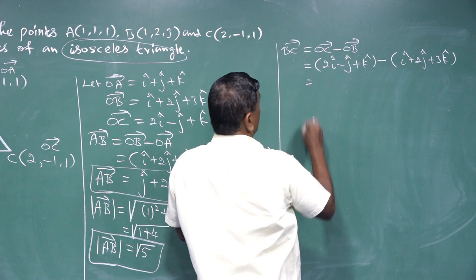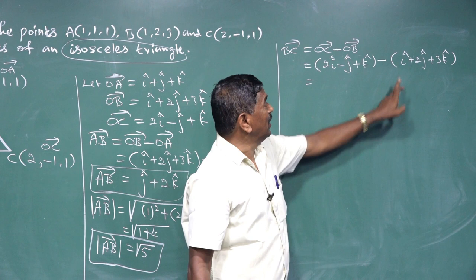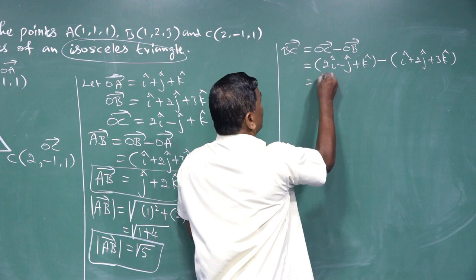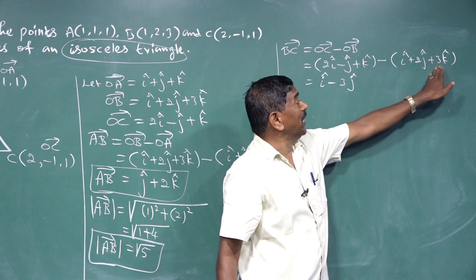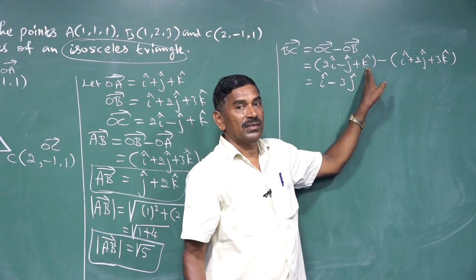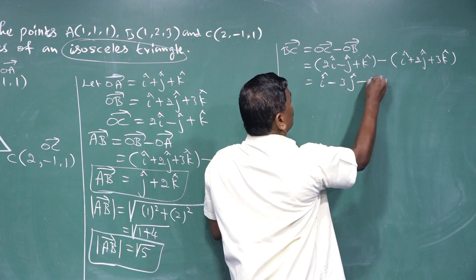Okay, which is equal to, minus is going to multiply all the elements in the second bracket. Start your answer. Yes, minus 1 plus 2, so 2 minus 1 equal to 1, that is î. Next, minus 2 minus 1, total minus 3, minus 3ĵ. Next, minus 3 plus 1 equal to minus 2, minus 2k̂, which is BC vector.